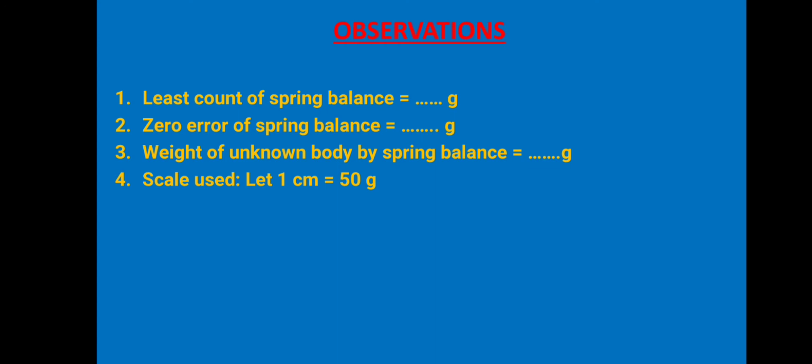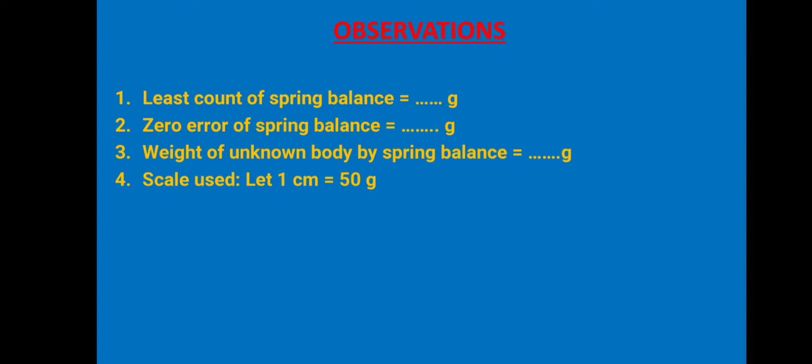Now, as we start the observation, first of all we'll note the least count of the spring balance. We will use a spring balance, of course. We shall note the least count of the spring balance. Then number 2, these are before starting the experiment: zero error of the spring balance. It has to be noted. It is a must.